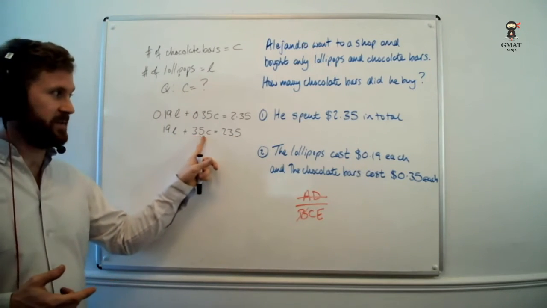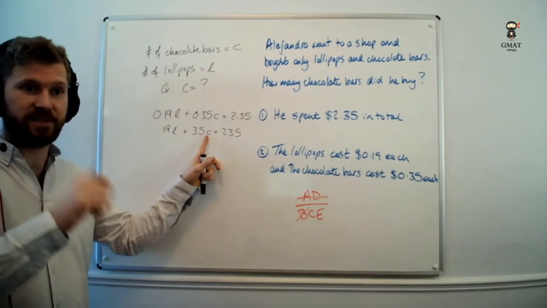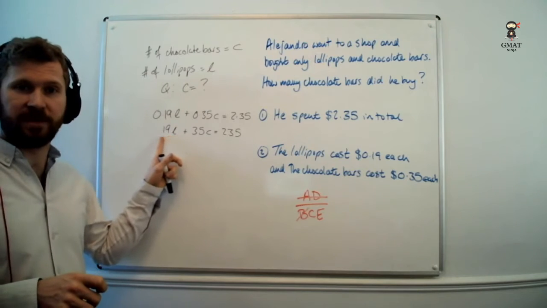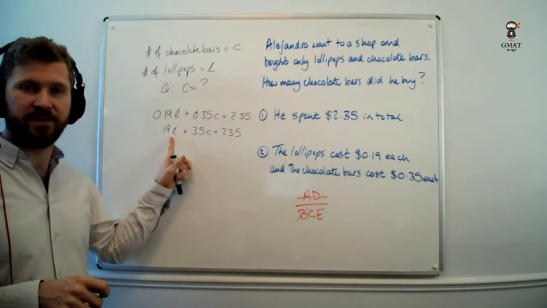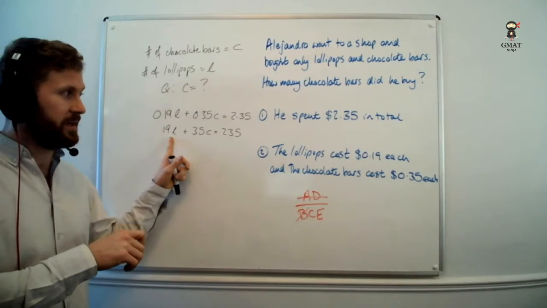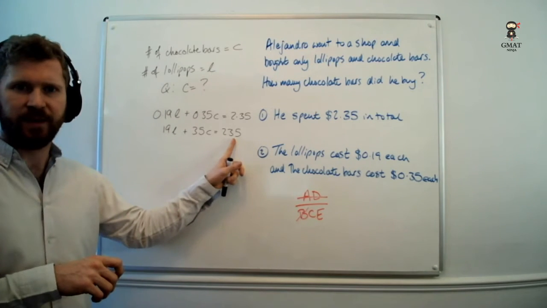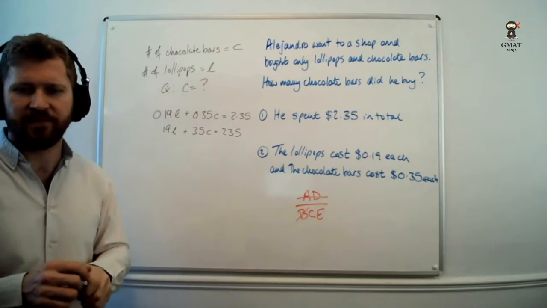Because the 35 here times the chocolate bar will definitely end in a 0 or a 5, that means the total value of the lollipops also must end in a 0 or a 5 in order for us to end up with the total price of $2.35. Now, there's only so many options we can have here.